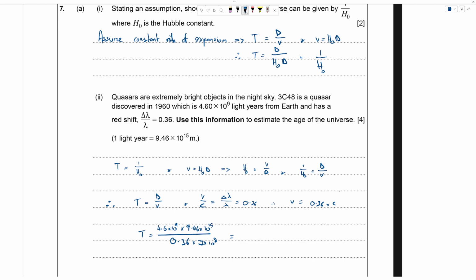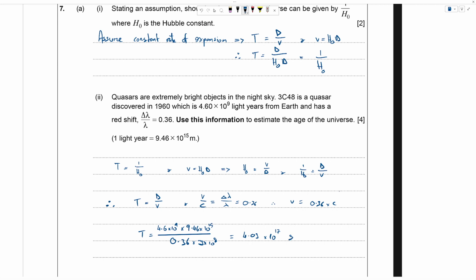And I've got 4.03 times 10 to the 17. And this will be in seconds, because the units I've used are meters and meters per second for the speed of light. Yeah. So that's in seconds.